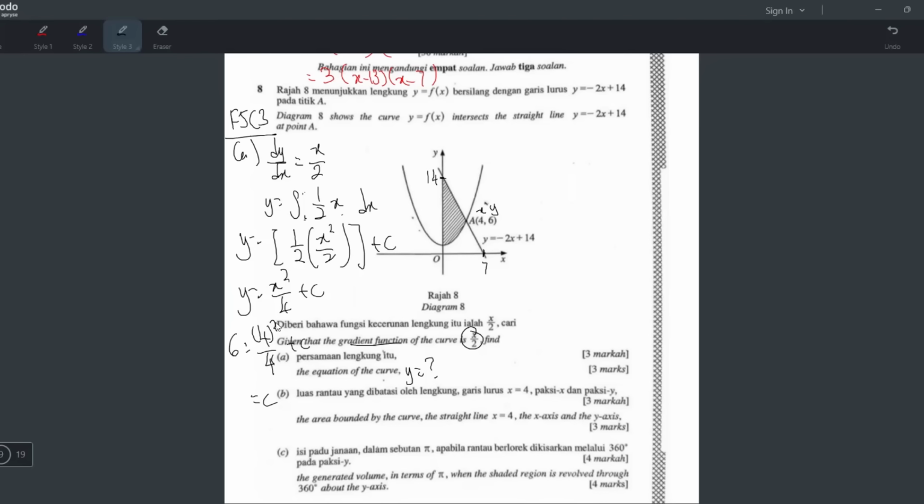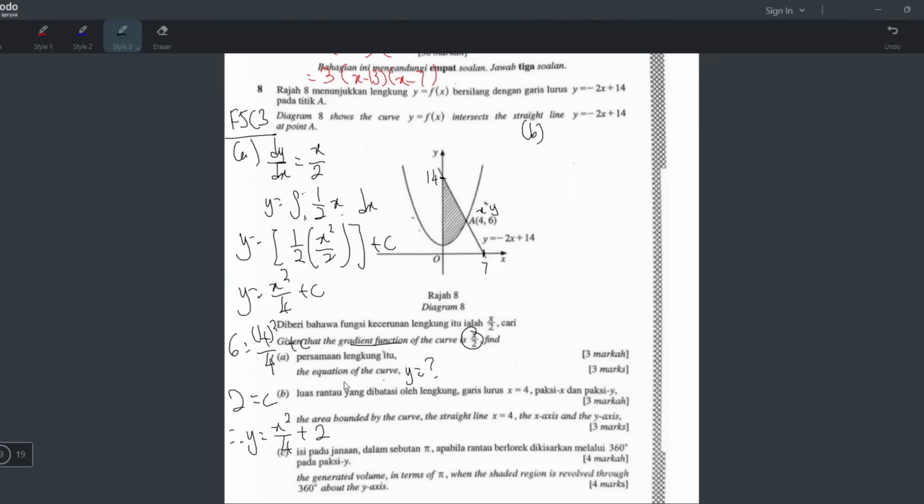Alright, how do you find c? Let's do 4 squared. 4 squared is 16, divided by 4 is 4, move it over and it becomes minus 4. And 6 minus 4 is just positive 2. So that's your c, and now you have your equation of the curve. Just rewrite this whole thing. y equals x squared over 4 plus c, and the c is 2. Okay, and that is the answer for A.